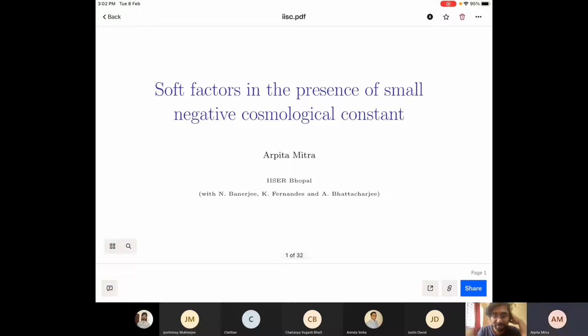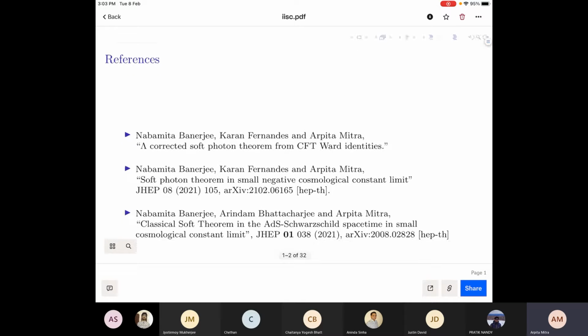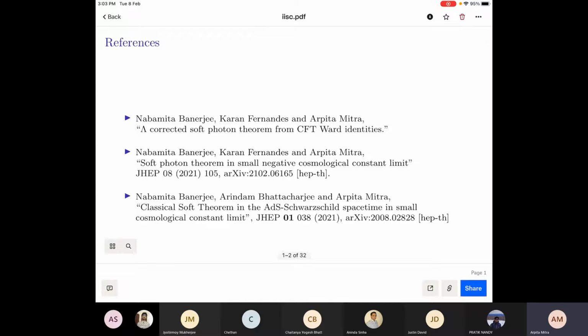Over to you. Hi, first let me begin by thanking the string group at IISc for giving me the opportunity of presenting my work. So today I'll present about soft factors in the presence of small negative cosmological constant, and this work is done with Dr. Navamita Banerjee and Karan Fernandez and Arindam Bhattacharjee, who are postdocs at HRI. So my talk will be based on these references. The first work is nearing completion, and the other two works are my recent publications.